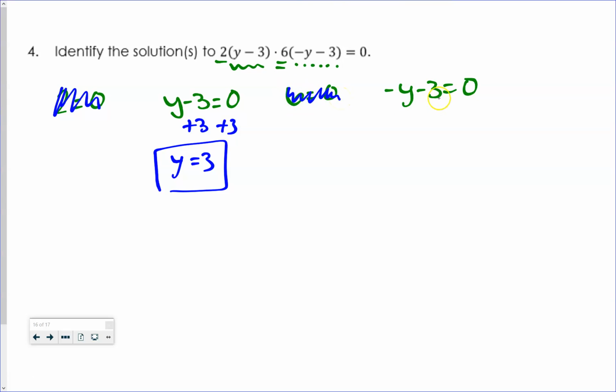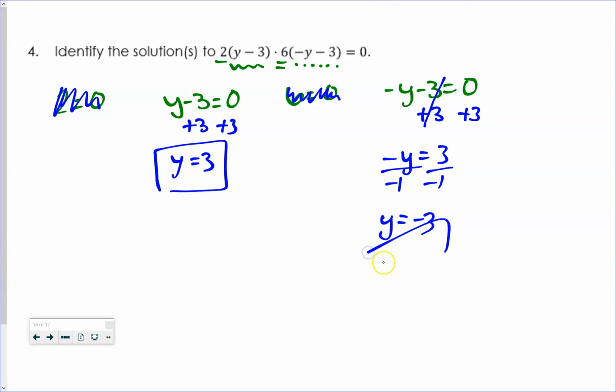So there is no solution to find in this one. Last one, I am going to add 3 on both sides. Now I have negative y equals 3. Y is not alone yet. There is a negative 1 being multiplied to it. So I'm going to divide both sides by negative 1 to give me y equals negative 3. So this one has 2 different solutions: y equals 3 and y equals negative 3. If I plug those in for y, they will each give me a 0 in the equation somewhere.